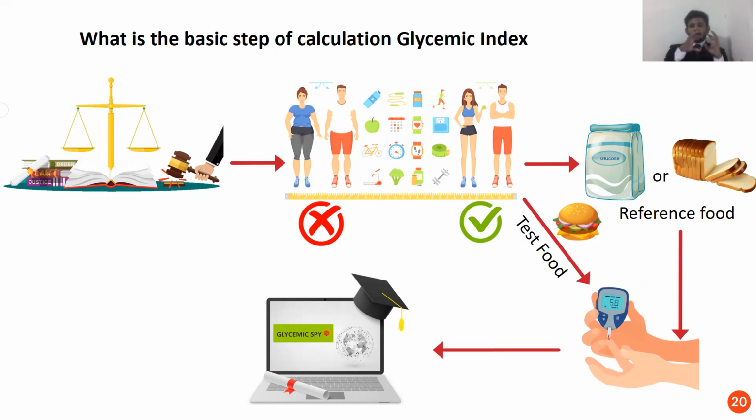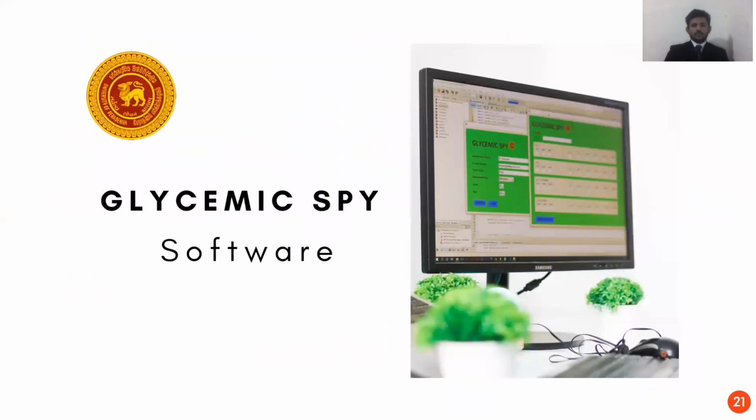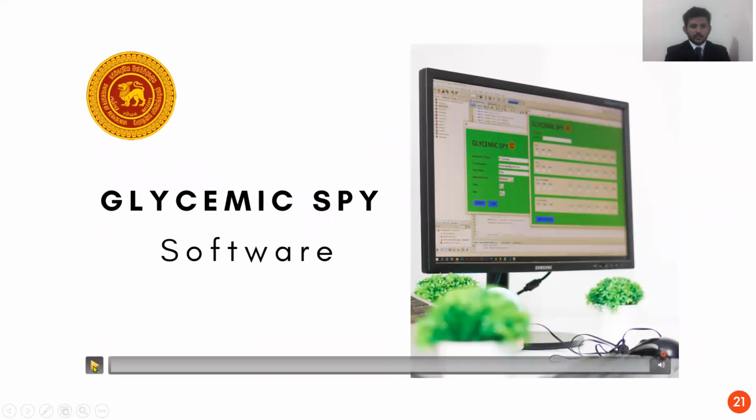Then after taking all this information, they had a big problem. That is, they didn't have a GI calculator to calculate the glycemic index. So we introduced Sri Lanka's number one glycemic index calculator focusing on research. Let's see how it works.